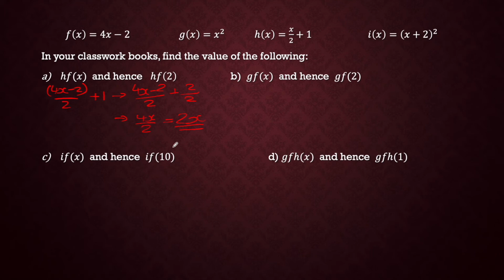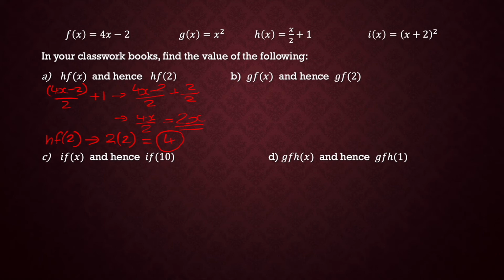So for our last part of this, guys, to do our hf of 2, all we're going to need to do is substitute that 2 into either our fraction at the top, so we'd have 4 lots of 2 minus 2 over 2 plus 1, or just into our 2x that we've got down to. So 2 lots of 2, so we should get 4.